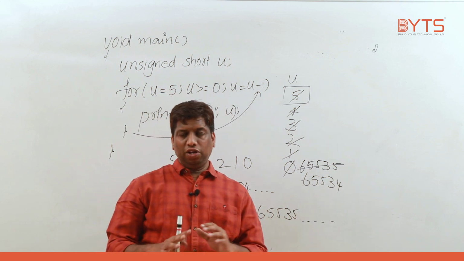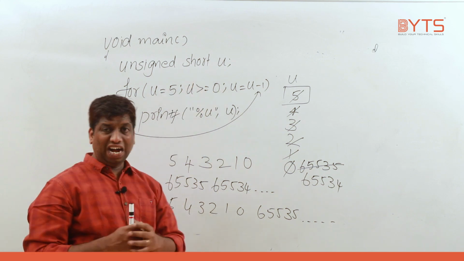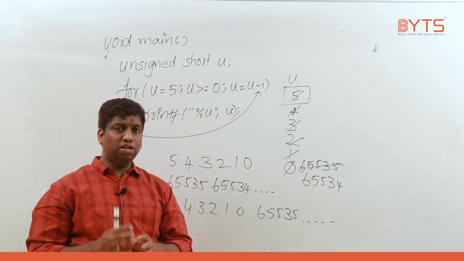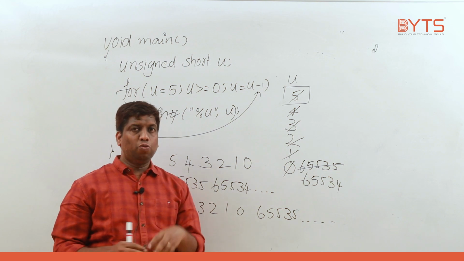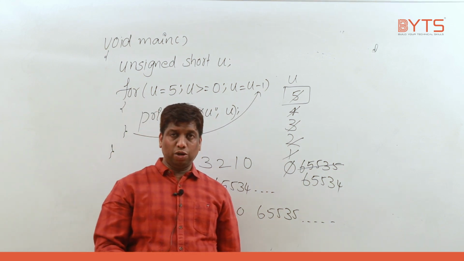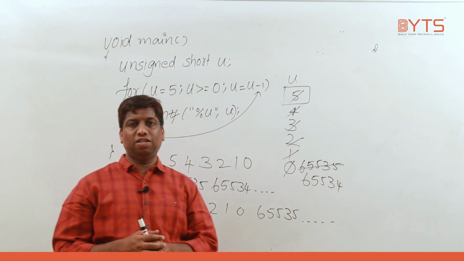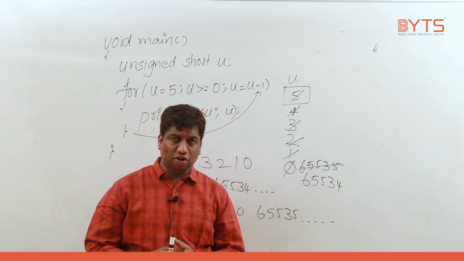Well, if you don't understand this problem, the simple point you need to understand is: u is what type? Unsigned type. What is the range of unsigned? 0 to 65,535. What does it mean? U is a variable which is capable of holding only the values 0 to 65,535, and all those values are always greater than or equal to 0, right? That is the reason we fall into an infinite loop.